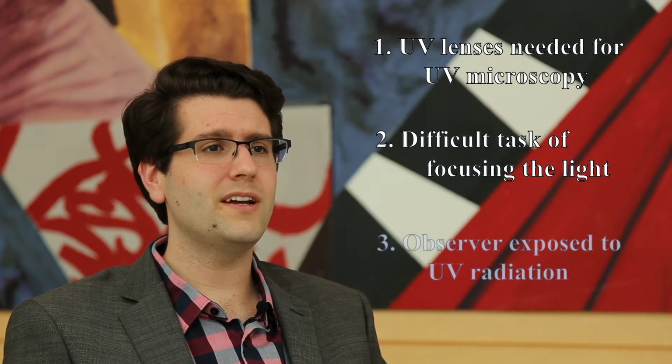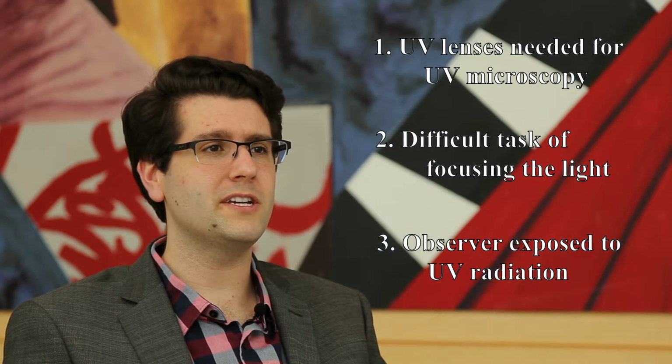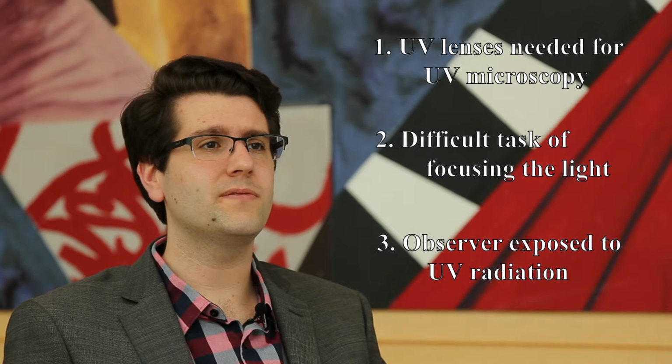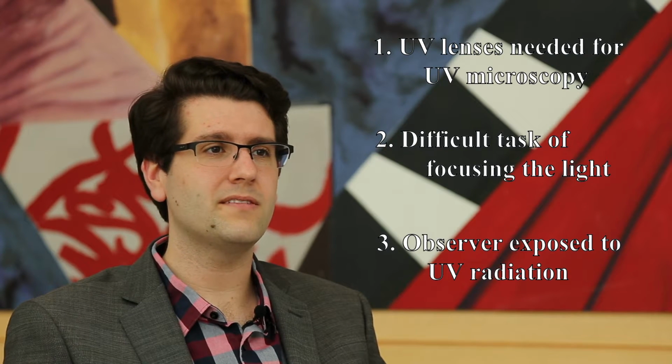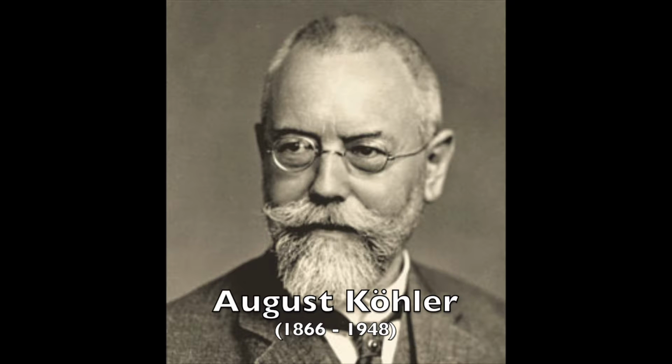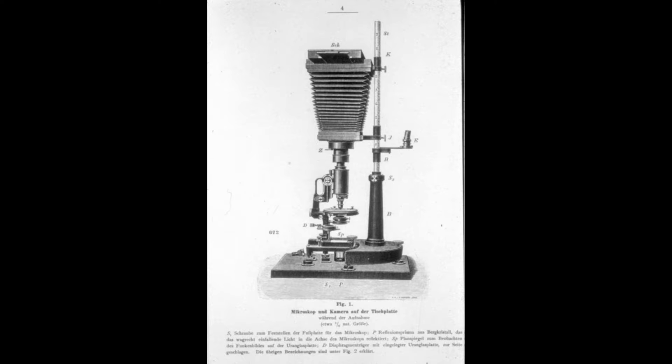Last, transillumination was used for UV imaging, potentially exposing the observer to dangerous UV light. In 1904, German physicist August Kohler constructed the first UV absorption microscope, the immediate precursor to the first fluorescence microscope. Kohler's ultraviolet microscope used quartz lenses, a camera as the detector, and the light of a cadmium spark. However, the light source produced very dim images.